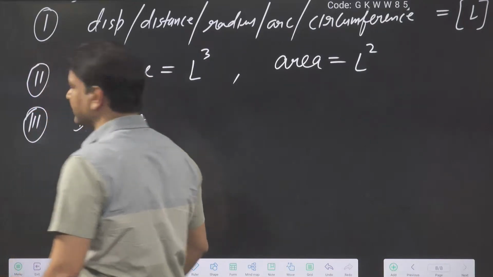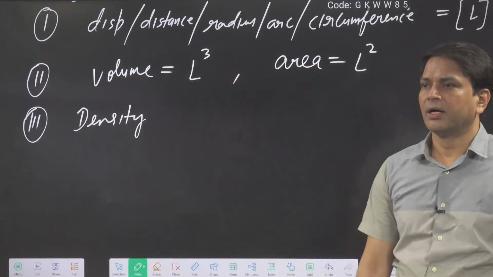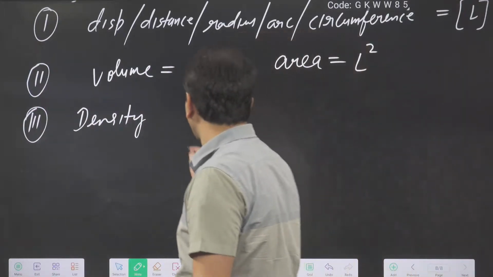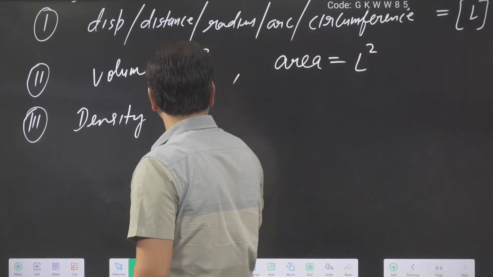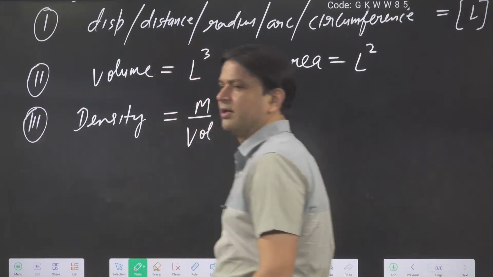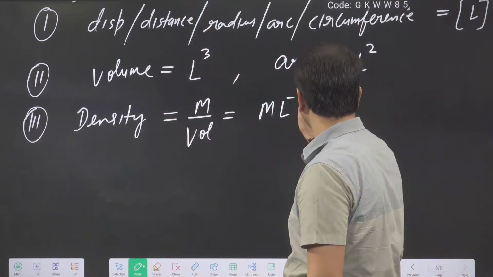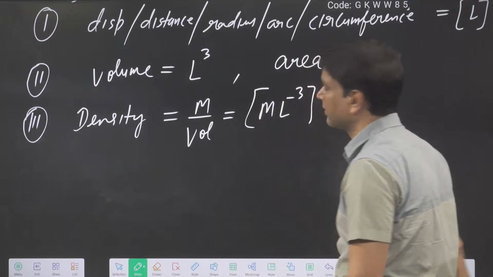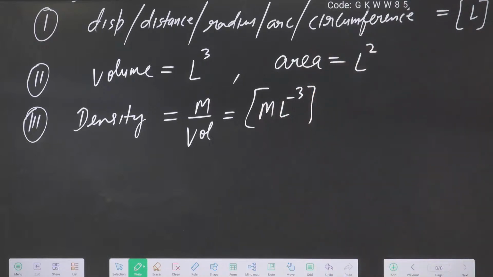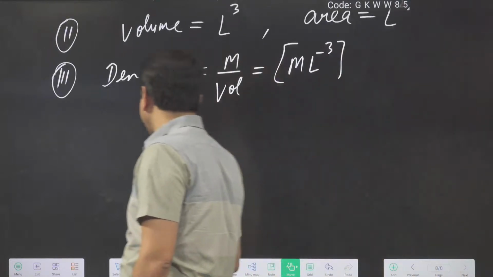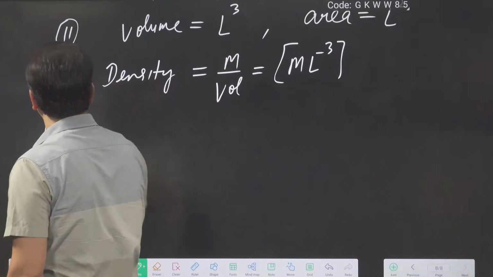What is the dimension of density? Density basic formula is mass upon volume. Now mass is fundamental, volume dimension we got L cube, then we can say ML minus 3. These you know, but I'm writing for those who don't know.